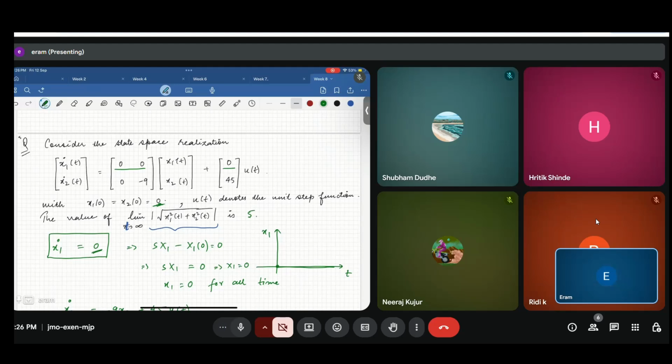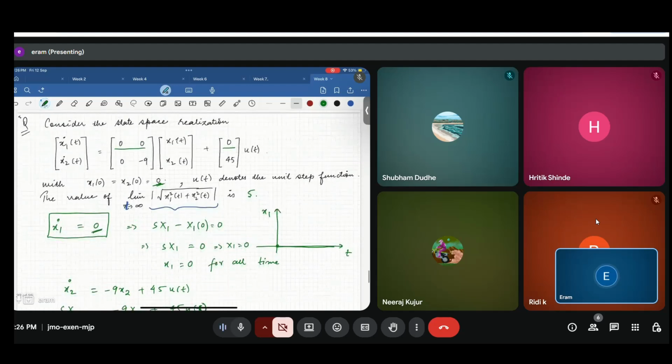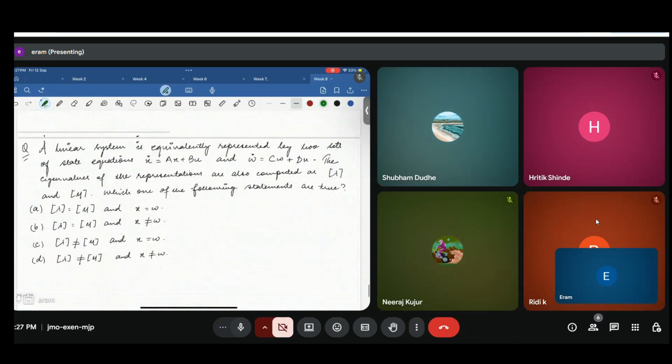Is it clear? If you have any doubt, you can ask. So for such problems, you just write the expressions for x1 dot and x2 dot, apply the Laplace transform, and then apply the final value theorem. Clear?